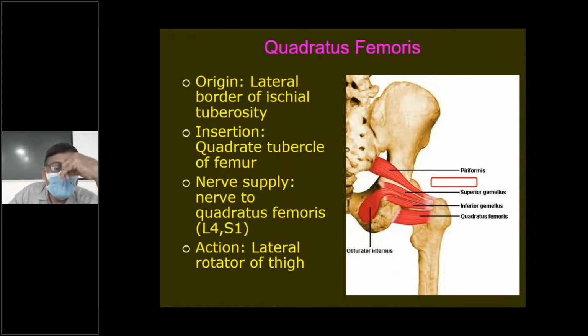Nerve supply, again, a direct branch from the sacral plexus. It is called nerve to quadratus femoris. As I told you a little while ago, it also supplies the inferior gemellus. Action is common for all these: lateral rotation of the thigh. So that is about the quadratus femoris. Important point to remember is it overlaps the last lateral rotator, obturator externus.